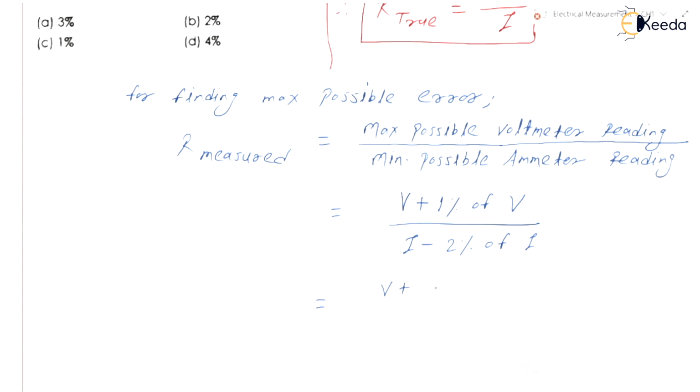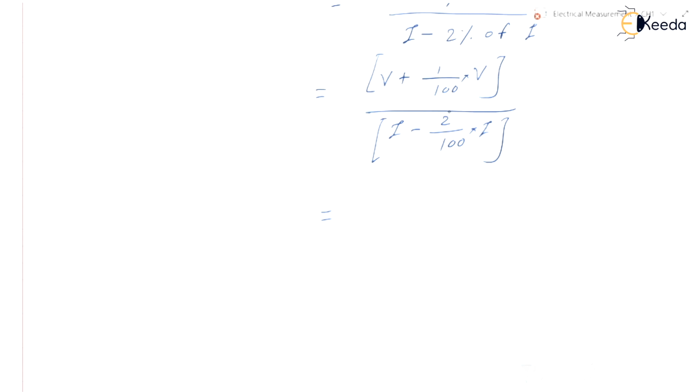So we can write it as V plus 1 by 100 into V, divided by I minus 2 by 100 into I. Now we can simplify it: R is equal to V plus 0.01, so it is 1.01 into V, divided by I minus 2 by 100, so it is 1 minus 0.02, 0.98 into I. So it is 1.01 divided by 0.98 into V by I. 1.01 divided by 0.98 is about 1.03, into V by I. This is R measured.